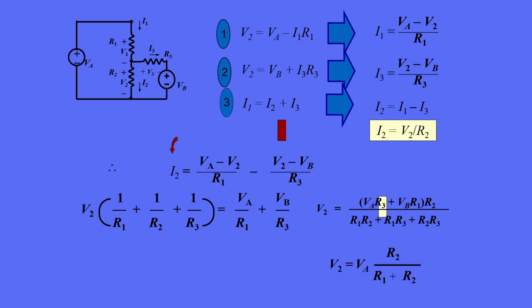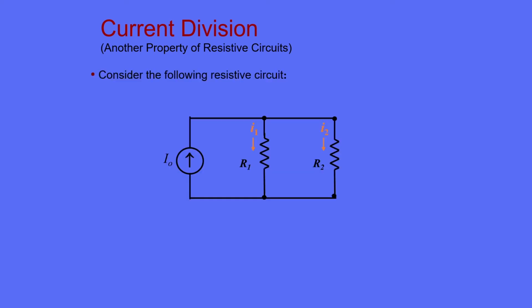This answer is certainly not the same as the simple voltage division expression that we were tempted to use in the beginning. We're now in a position to look at the analog to voltage division, and that's the property of current division. Again, it's a property of resistive circuits. Let's consider the simple circuit shown below: a current source and two resistors R1 and R2 in parallel. This basic topology is also found in many applications.